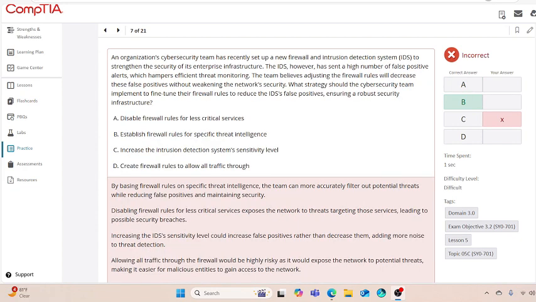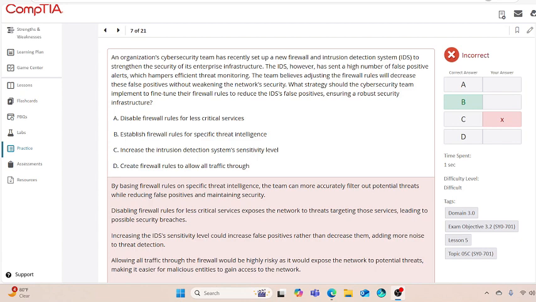An organization's cybersecurity team has recently set up a new firewall and intrusion detection system, IDS, to strengthen the security of its enterprise infrastructure. The IDS, however, has sent a high number of false positive alerts, which hampers efficient threat monitoring. The team believes adjusting the firewall rules will decrease these false positives without weakening the network security. What strategy should the cybersecurity team implement to fine-tune their firewall rules to reduce the IDS's false positives, ensuring a robust security infrastructure? Establish firewall rules for specific threat intelligence.